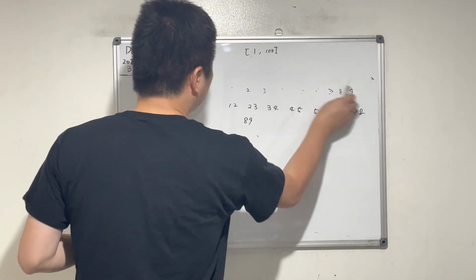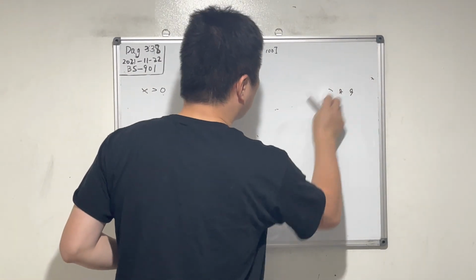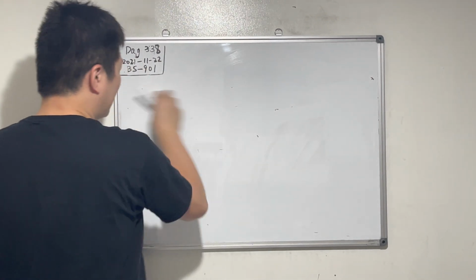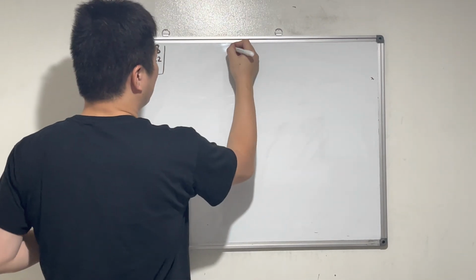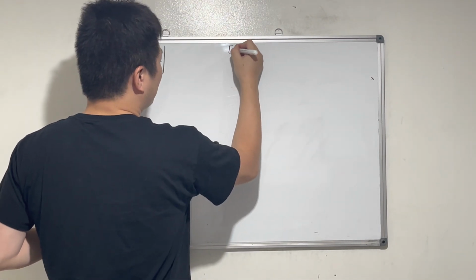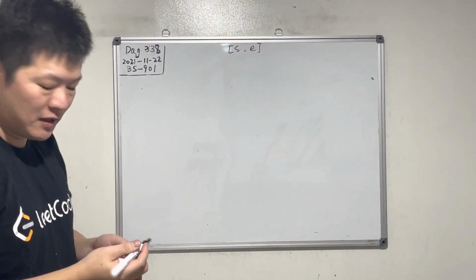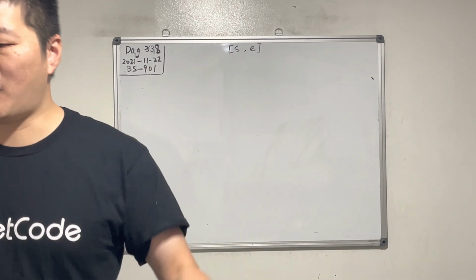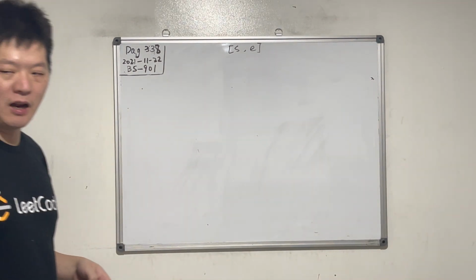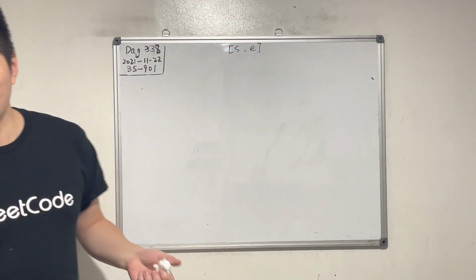Okay, so how can we do this? If we want to find out all the numbers within the range from S to E inclusive, okay? From S to E inclusive. So what's your approach? How can we solve this kind of problem? How many ways can you solve it?